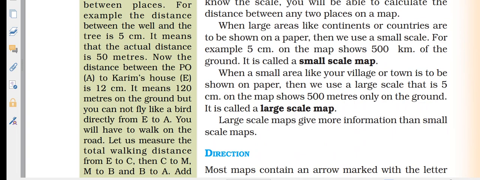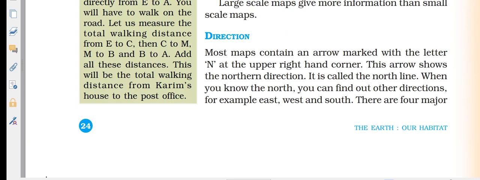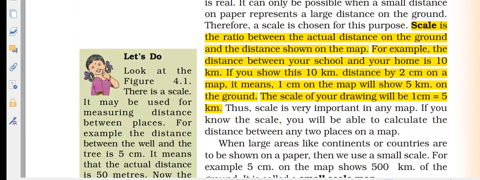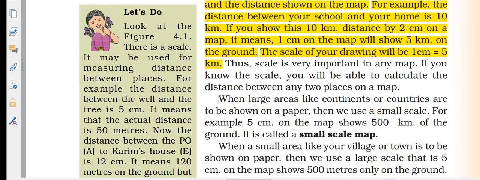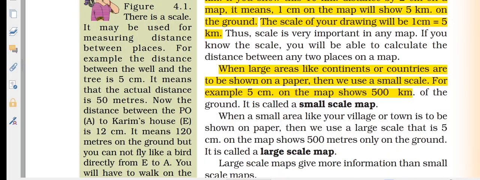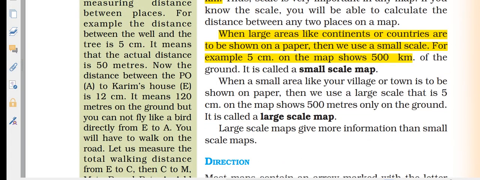When large areas like continents and countries are to be shown on paper, then we use a small scale. For example, 5 centimeters shows 500 kilometers. When small areas like villages or towns are to be shown on paper, then we use a large scale. That is, 5 centimeters on the map shows 500 meters. It's a large scale map.